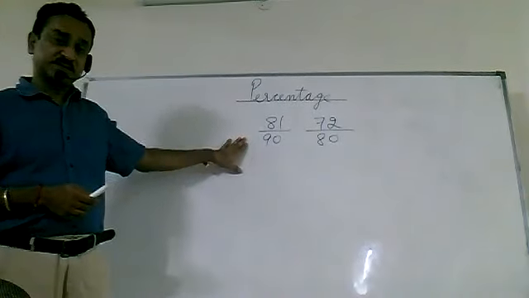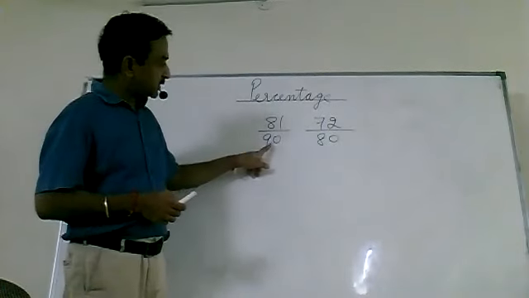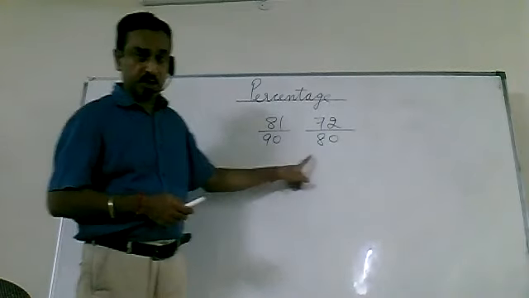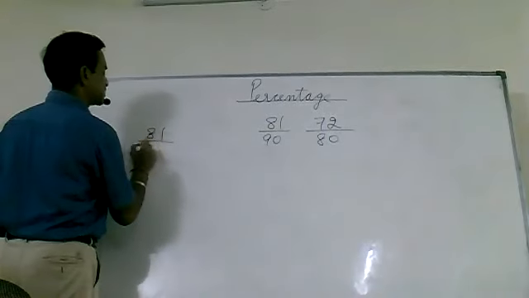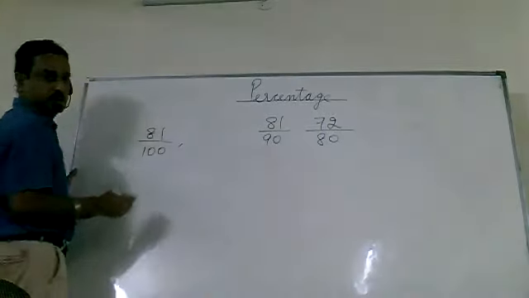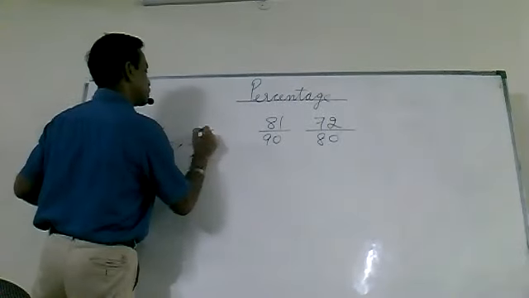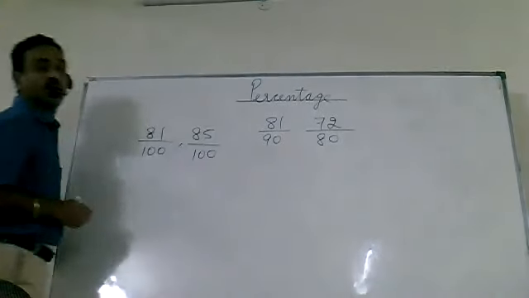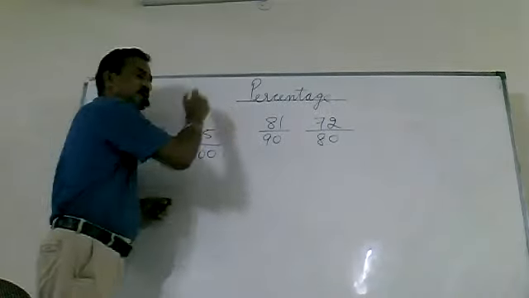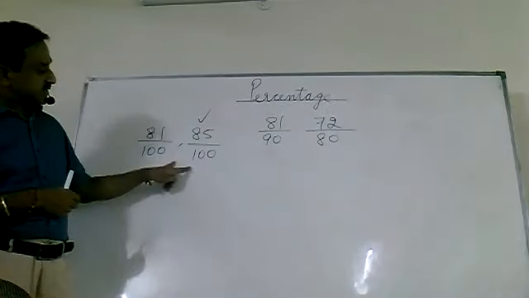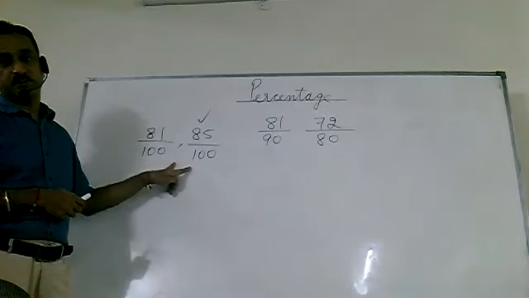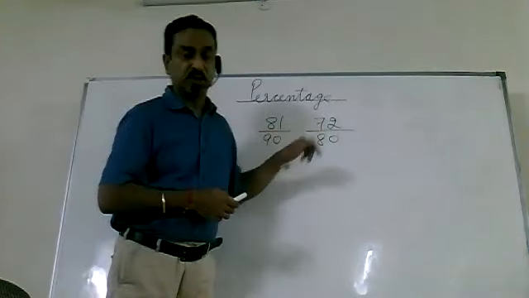It's a difficult answer. Why? Because here the denominator is 90, here the denominator is 80. If I tell you a student scored 81 out of 100, and another student scored 85 out of 100, obviously the second student has performed better. Here the comparison was easy because the denominators were the same. Here the comparison is a little difficult.